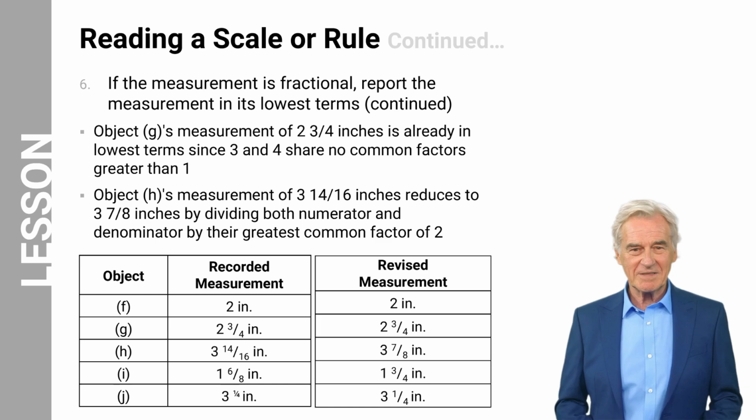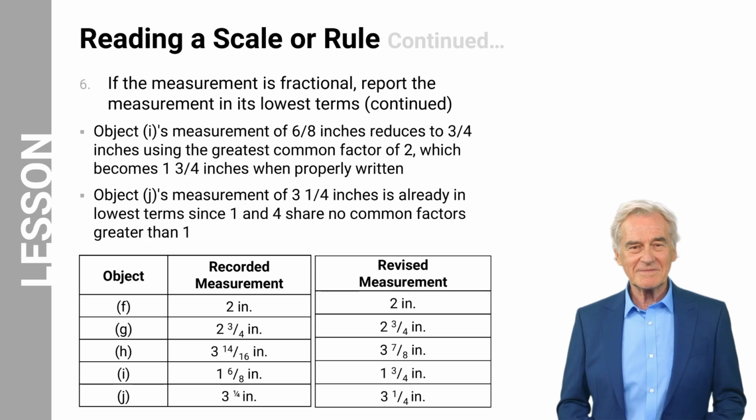Next, for object H, the measurement is 3 14/16 in. The factors of the numerator, 14, are 1, 2, 7, and 14, while the factors of the denominator, 16, are 1, 2, 4, 8, and 16. The GCF of 14 and 16 is 2. We divide both the numerator and denominator by 2, simplifying the fraction to 7/8, giving a revised measurement of 3 7/8 in.